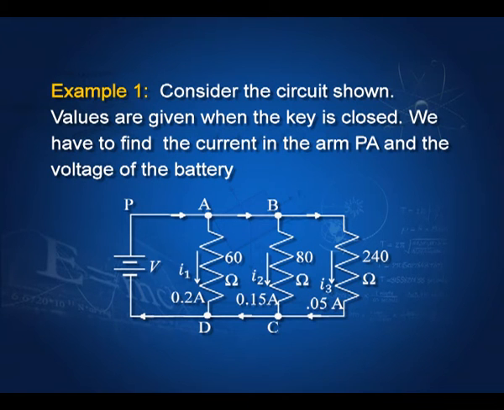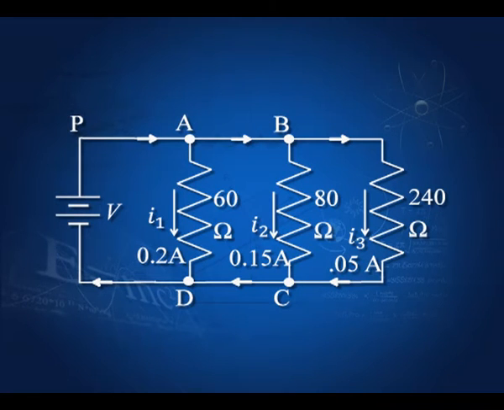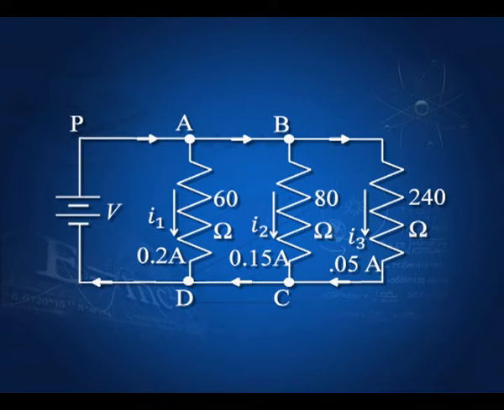Now, you take this example. Consider the circuit shown, values are given. We have to find the current in the arm PA, in this arm, and the voltage of the battery. To find the voltage of the battery, we need the current, this current, as well as the equivalent resistance. I mean, without going through Kirchhoff's laws, you can just find the resistance. These are parallel resistances, find the resistance, and therefore you can find the voltage if you know the current. So, you can do that, but let us apply Kirchhoff's laws.